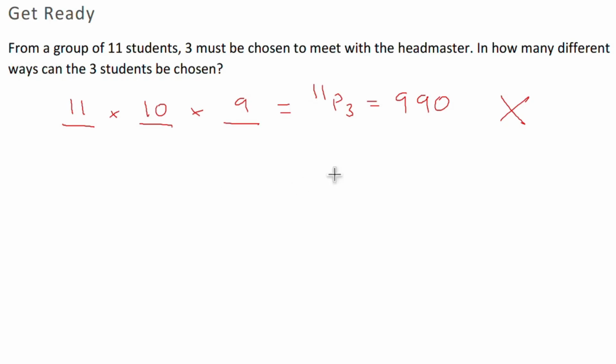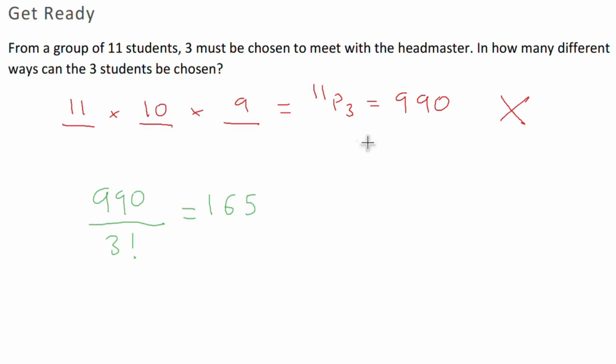So to calculate the actual answer to this question, we need to take that 990 and divide by the number of permutations of the 3 students that we chose. That is 3 factorial, which gives us a final answer of 165.